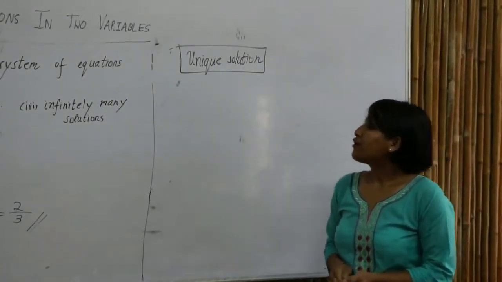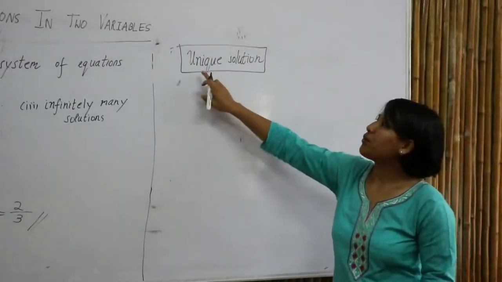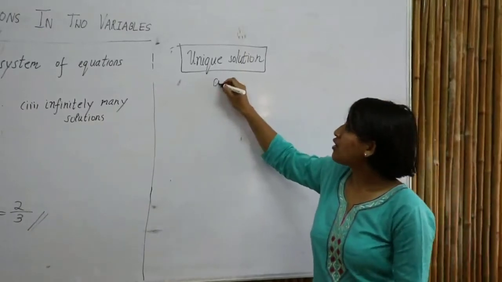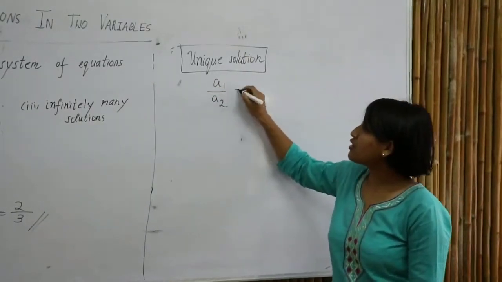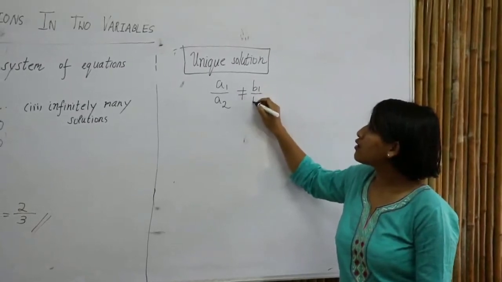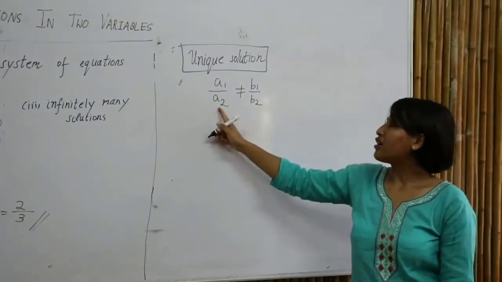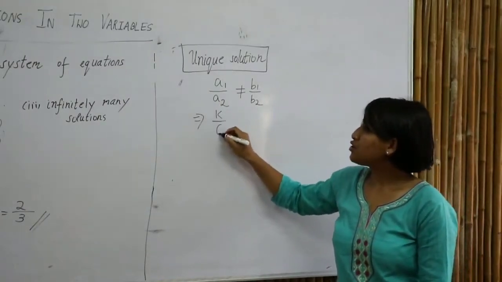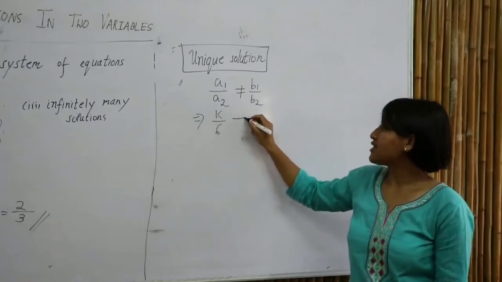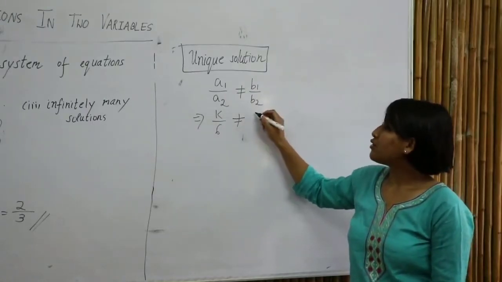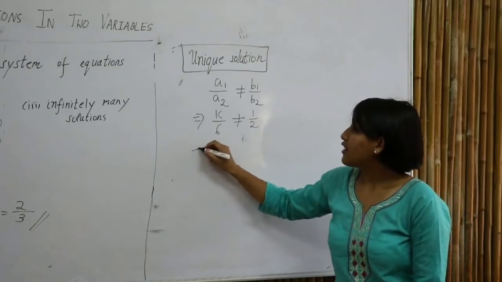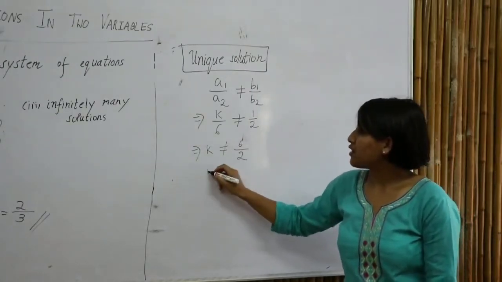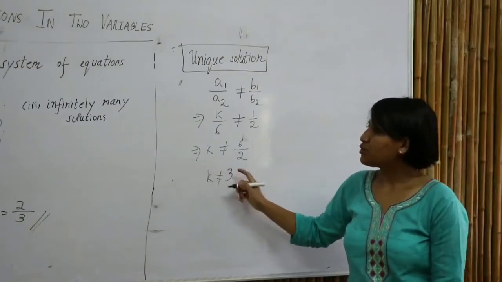Now the first condition is when they have a unique solution. So for unique solution we have this one: A1 by A2 should not be equal to B1 by B2. You substitute A1 by A2, it is k by 6, not equal to half here. Then from here, k is not equal to 6 by 2. Then k should not be equal to 3.